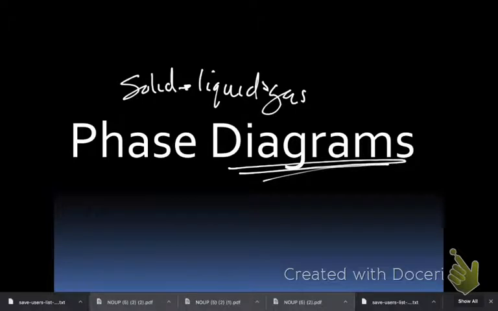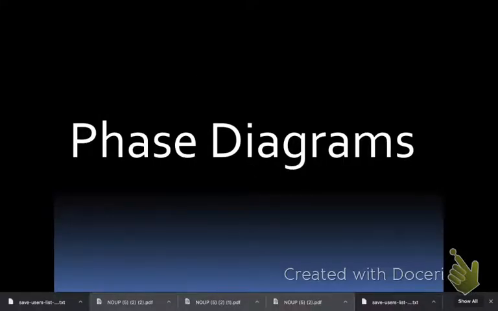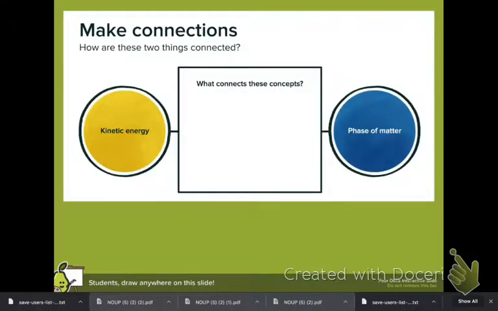These are kind of complicated looking diagrams, but they're really not once you know what you're looking at. They show us all the temperatures and pressures at which any of these three states of matter can exist for a single substance. But before we do that, let's make a connection.